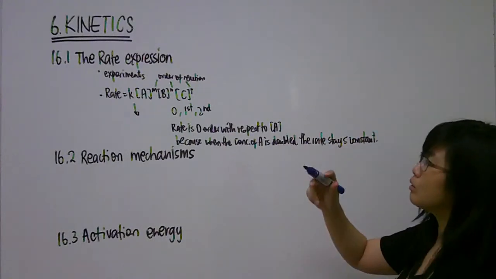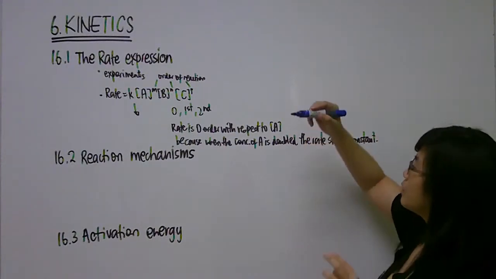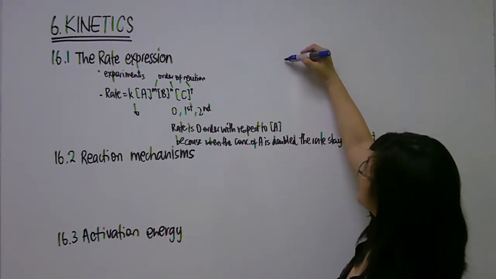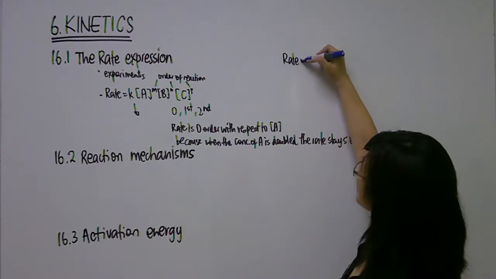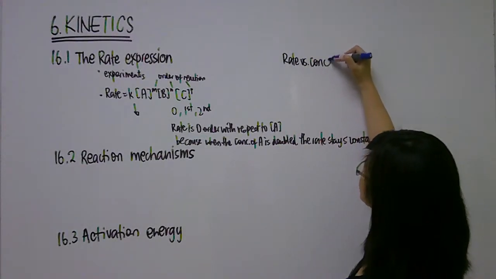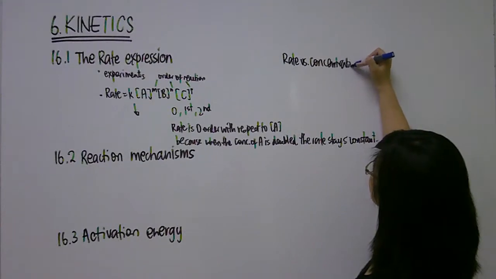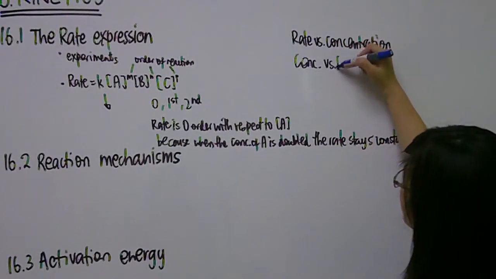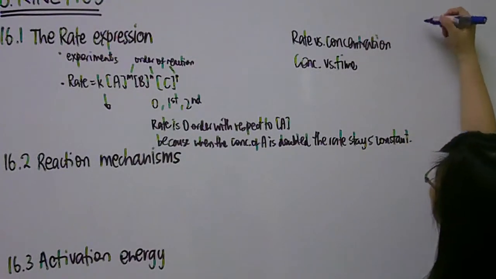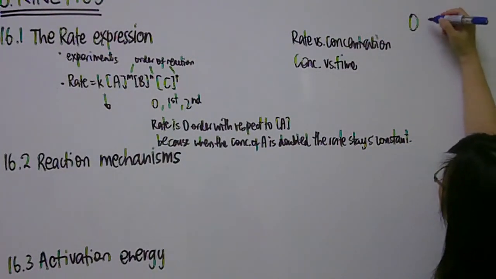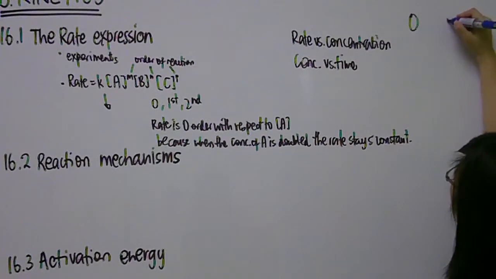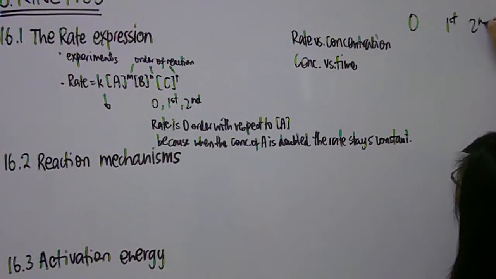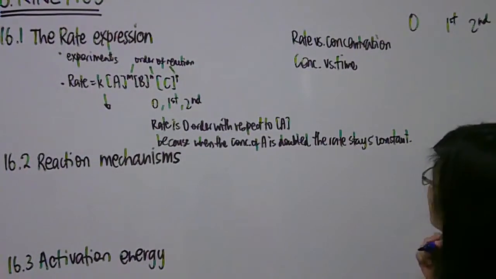And students need to know the graph. 2 types of graph. One is rate against concentration, and another one is concentration against time. Okay, for all three orders. Okay, 0 order, first order, and second order.